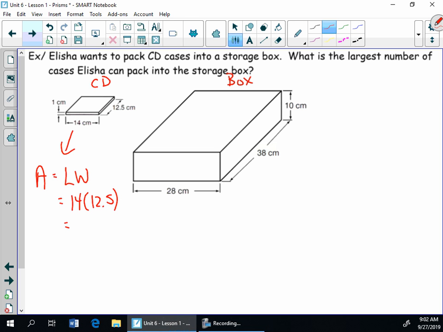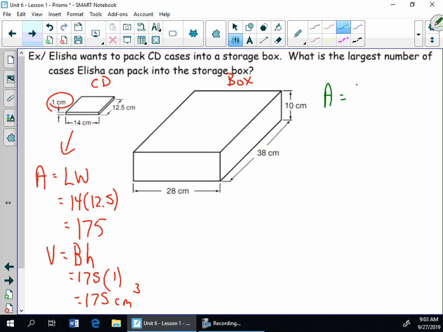We multiply those together, we get 175. So one CD's volume is big base times height, and the height is just 1 centimeter, so it is 175 centimeters cubed.